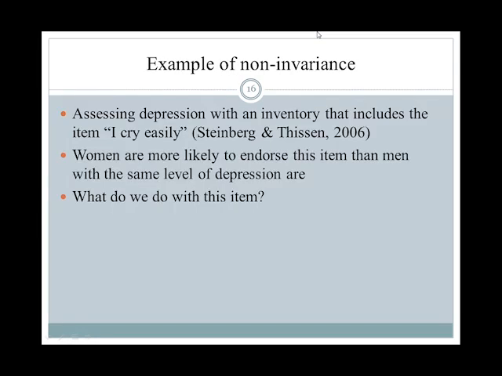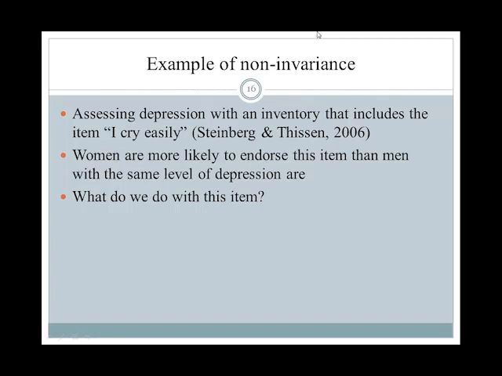So another example of non-invariance that comes up pretty commonly, it's a replicable effect, is when you look at a depression inventory and it contains the item "I cry easily." Because men and women are socialized differently in terms of expressing their emotions, when you look at a man and a woman with the same level of depression, women are more likely to endorse that item than men are, even though they have the same level of depression. So that indicates that it takes a higher level of depression for men to cry.